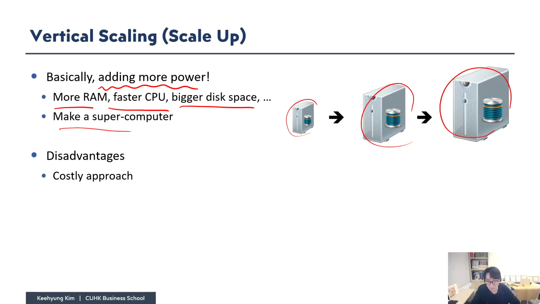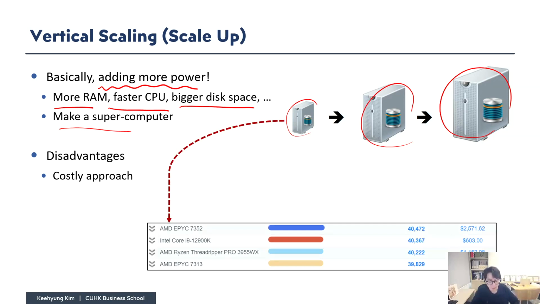There are some problems here. The first one is it's costly. It's a very costly approach. Why? It's because of this. So let's say that you have this PC, which is able to handle about 40,000 operations. This is a benchmark that I got from a benchmark website. And this is the CPU information here, different CPUs here. And this is the benchmark score. And here is the price, the average price of the product.